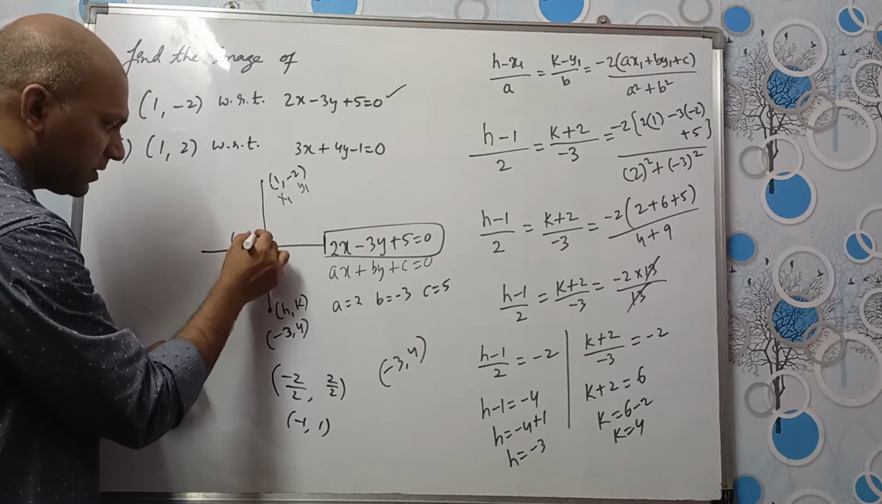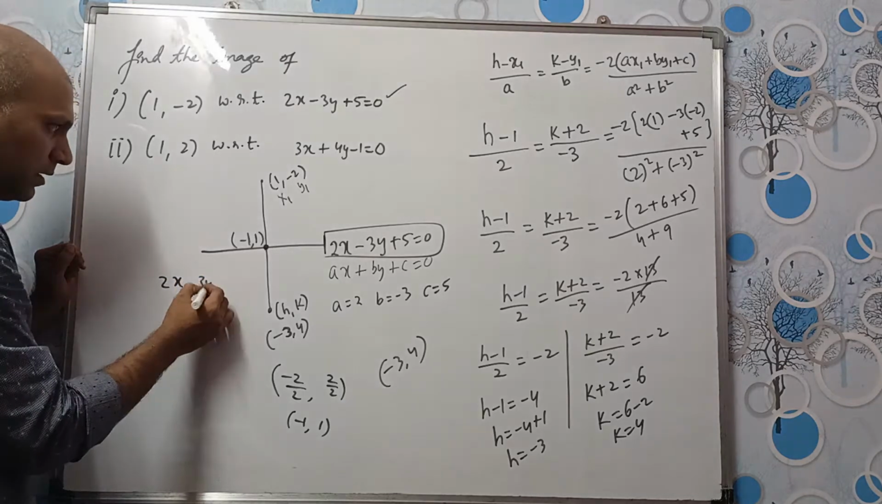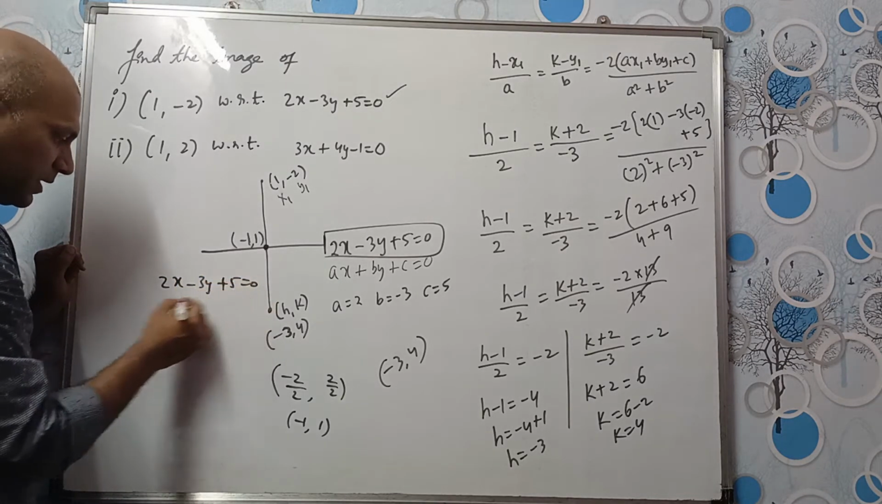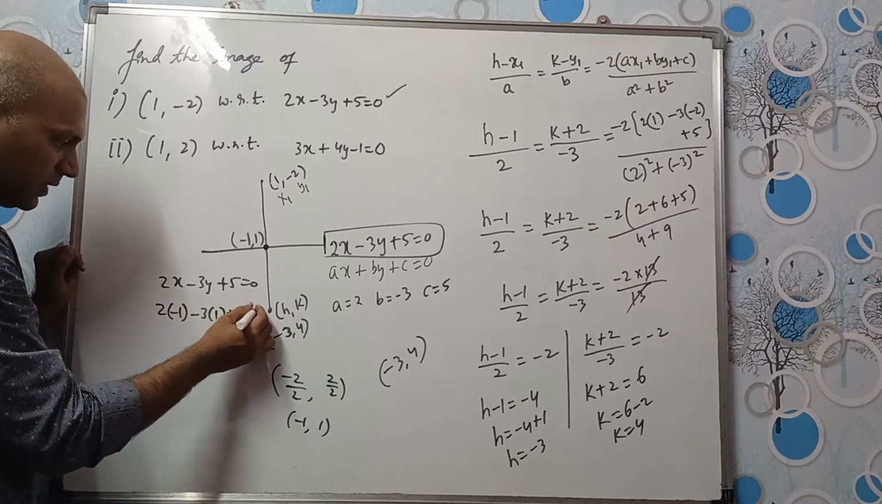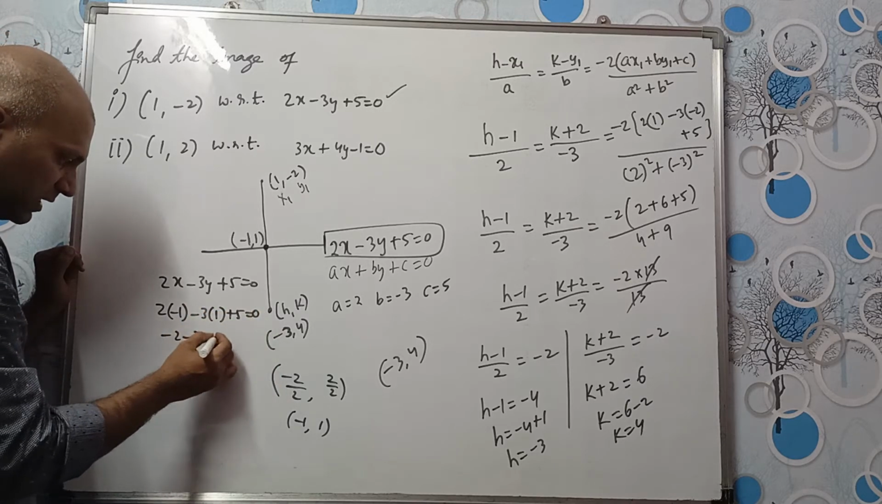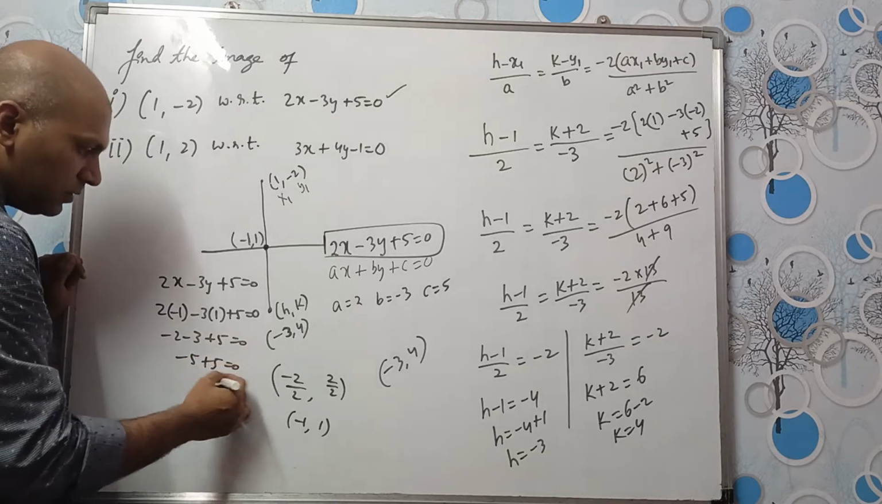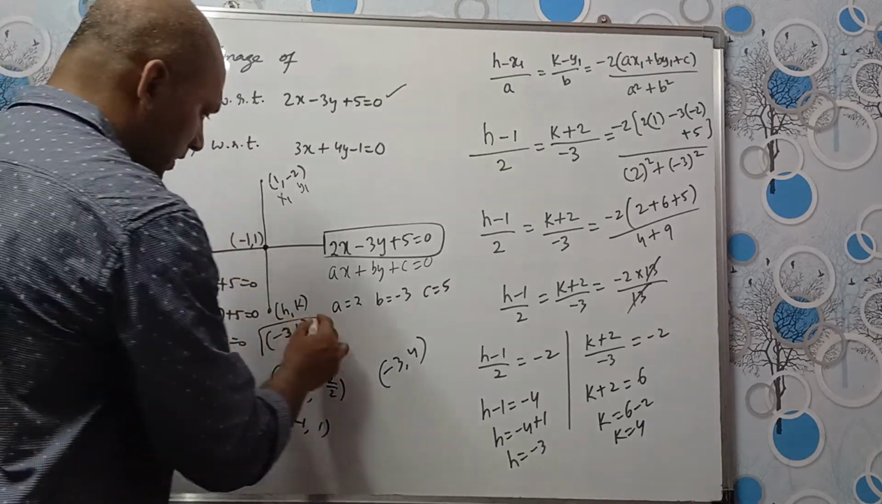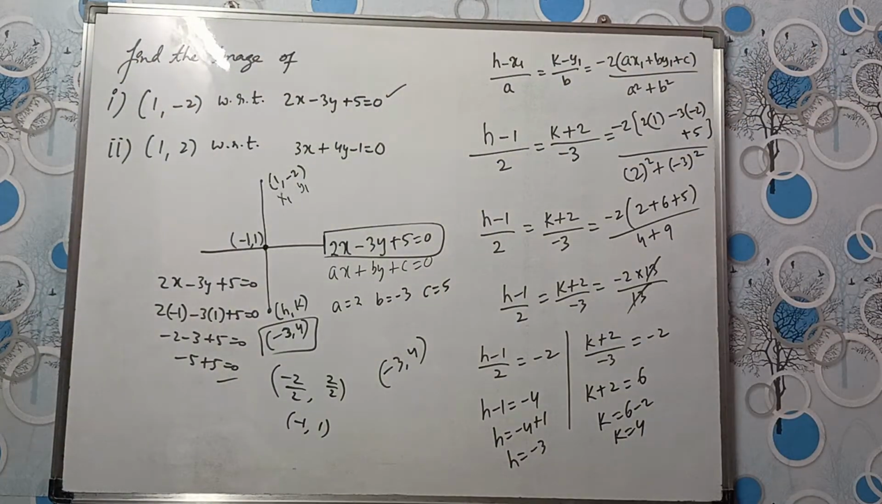Okay, if we substitute this minus 1 comma 1 in this, it should satisfy, right? Let us check. 2 into minus 1 minus 3 into 1 plus 5 equal to 0. Minus 2 minus 3 plus 5, see, minus 5 plus 5, it is equal to 0. Okay, so this answer is correct. Alright, so I hope this is clear. We'll do a few more problems.